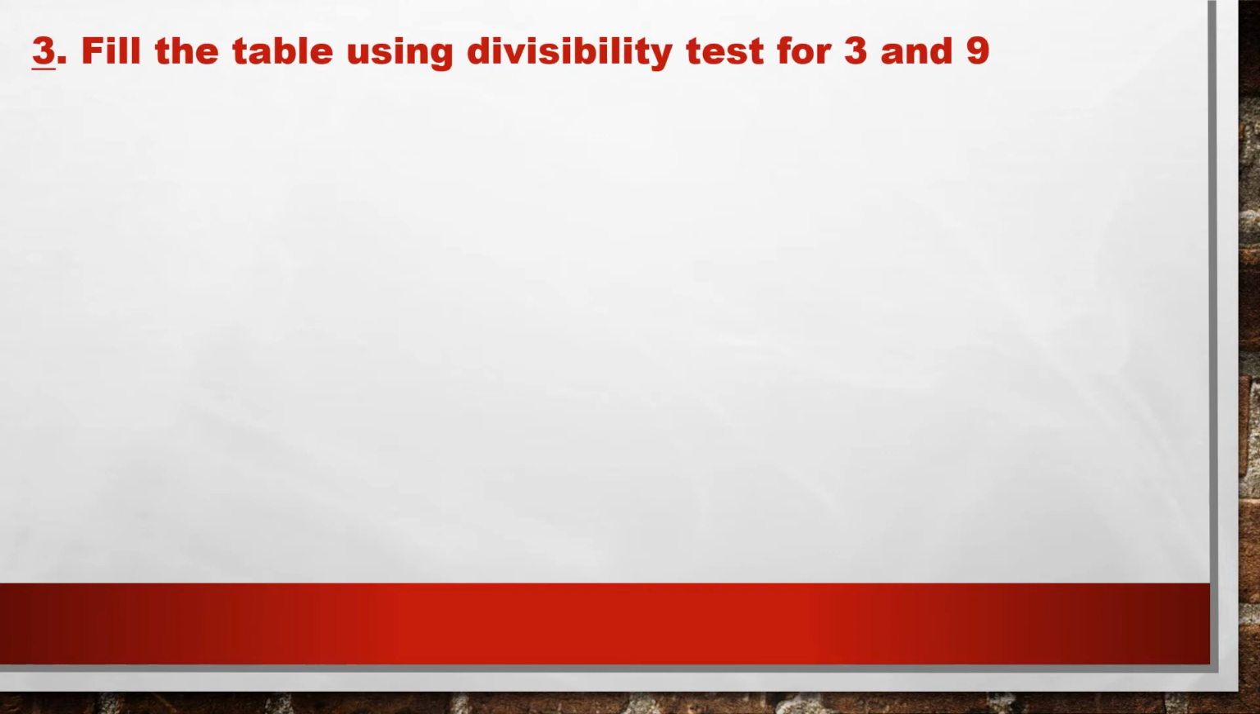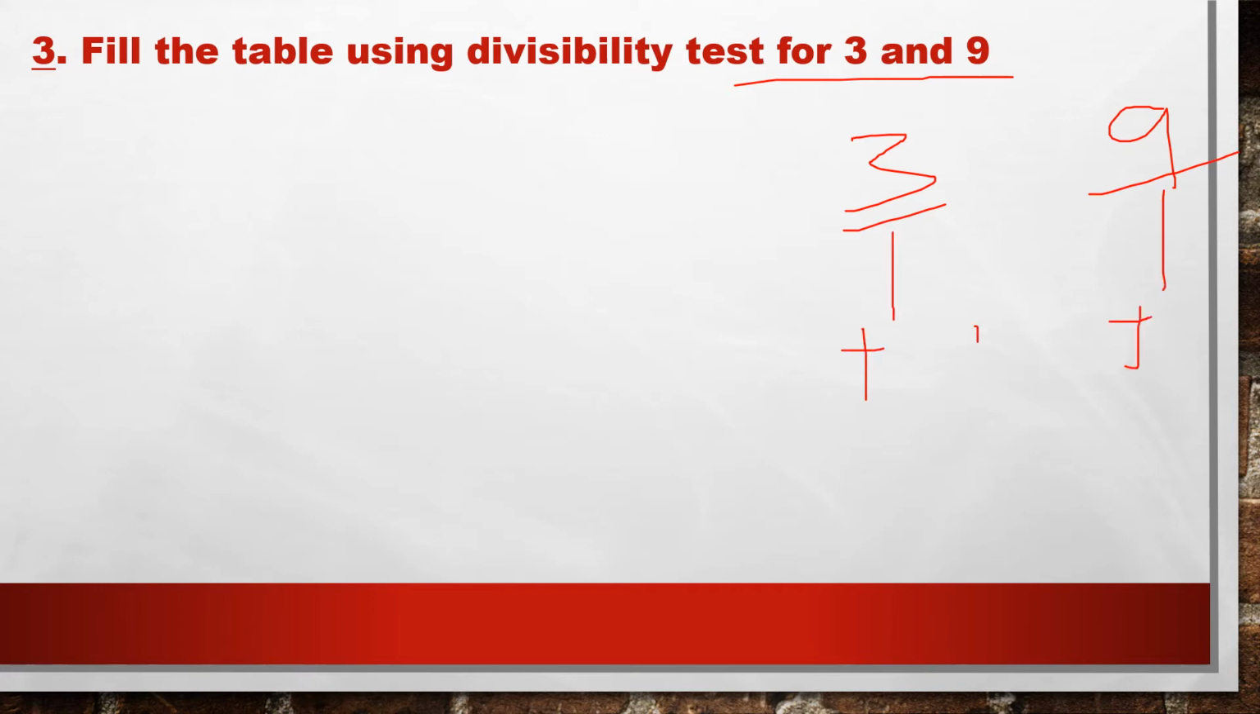So here is your next problem. Fill the table using the divisibility test for 3 and 9. We already discussed these divisibility rules for 3 and 9. Three and 9 are friends, both have the same rule. You should take the sum of the digits. Whatever result you get should be divisible by 3 for the first, and by 9 for the second.